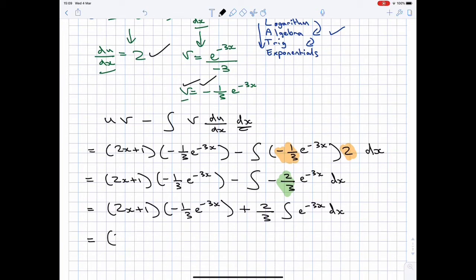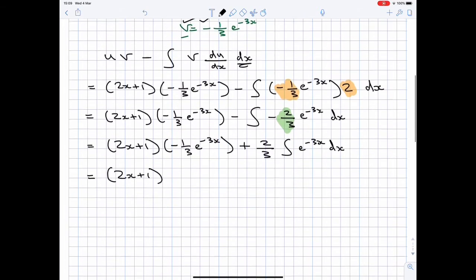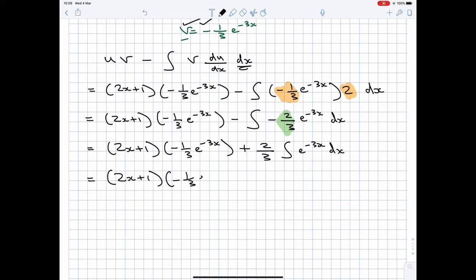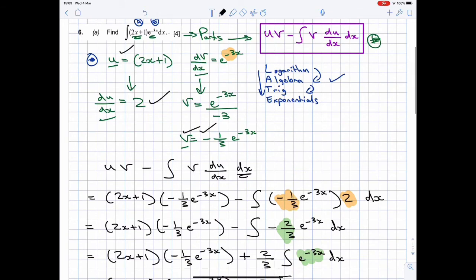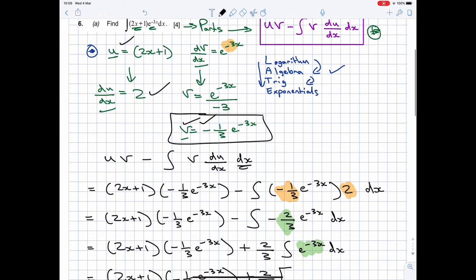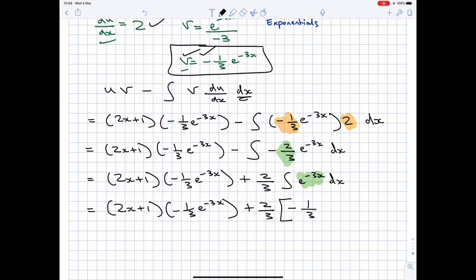Now following this on, we've got 2x plus 1 minus 1/3 e to the minus 3x plus 2/3. I'm going to use square brackets so I don't get any signs mixed up. And we've done this already here, so we're going to integrate e to the minus 3x. And once we did it here earlier, we could see that we got minus 1/3 e to the minus 3x. So we've got minus 1/3 e to the minus 3x. And because we've now integrated, we mustn't forget that we need a constant of integration of plus c on the end.